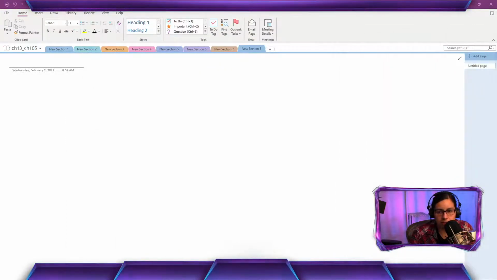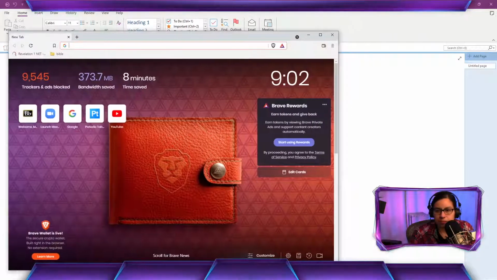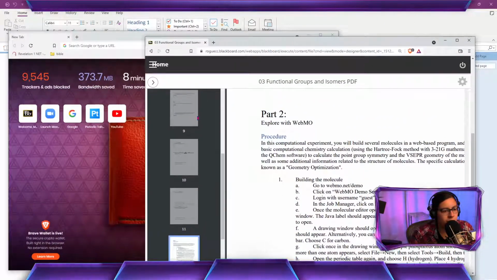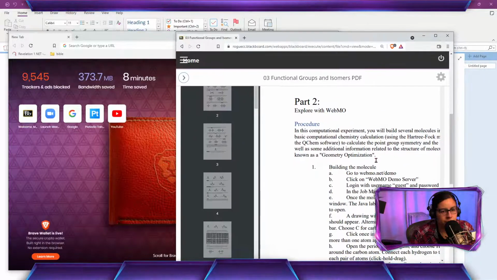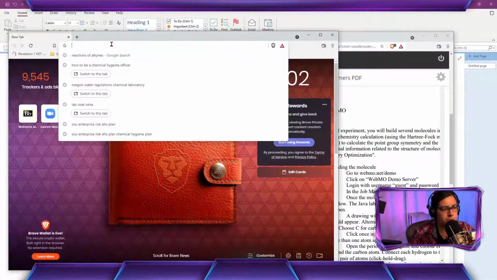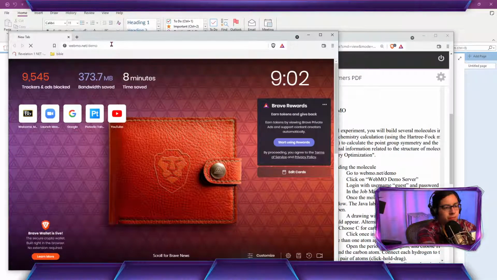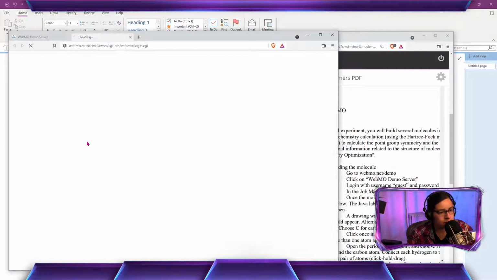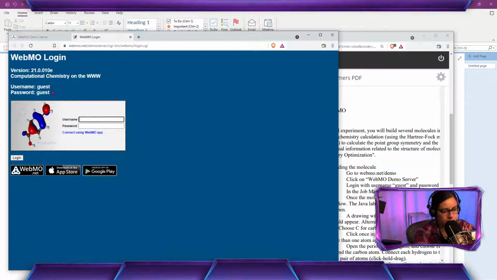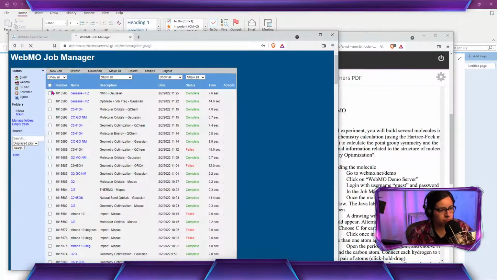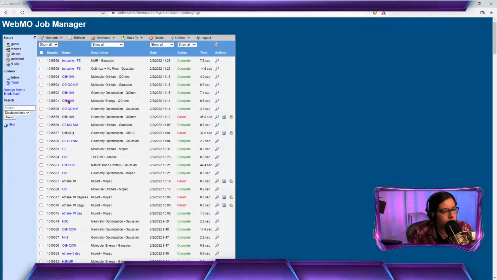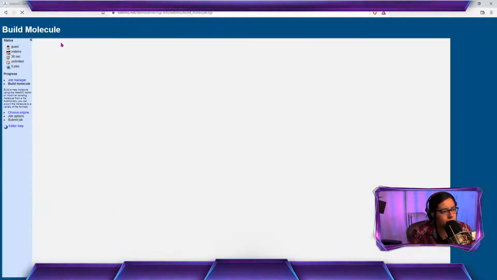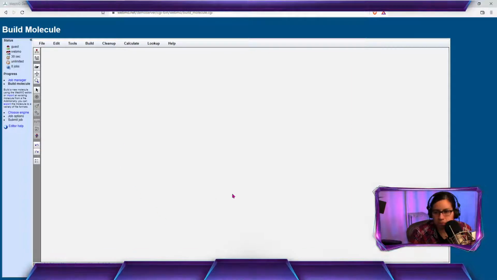So I wanted to look at that part with you here now. Pull up these directions. It says to go to webmo.net/demo. So let's go there. Then log into this demo server, and it says use guest and guest. So go ahead and do that. Then it should pull up something that looks like this. Then we want to go over to new job, create new job for our builder.